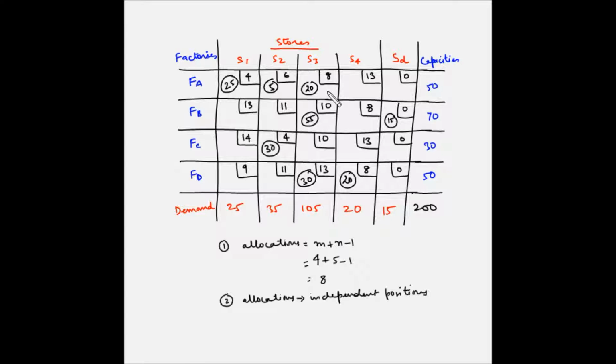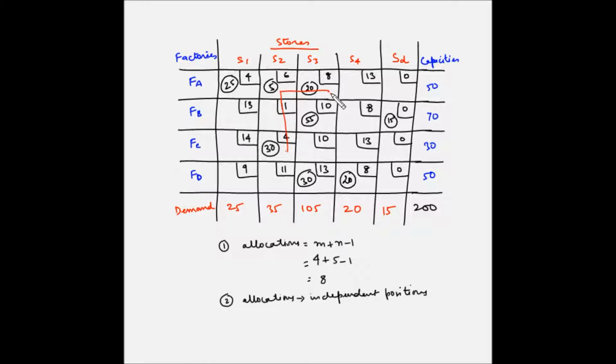So let's take for example this cell, which is FAS3. Let's try to create a closed loop with the help of horizontal and vertical lines, jumping from one occupied cell to another and trying to reach back to this cell here. So if I start from here and then move here to FAS2 and then to FCS2, from here I can't move to any occupied cell with the help of horizontal or vertical lines. So this will not work.